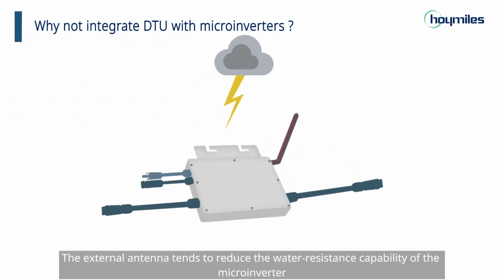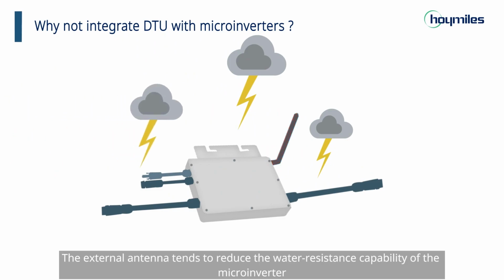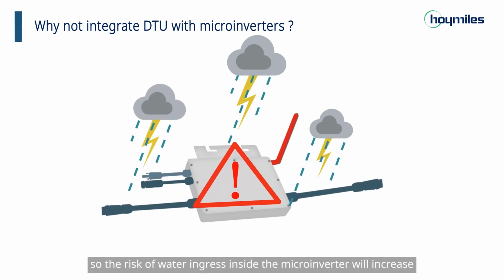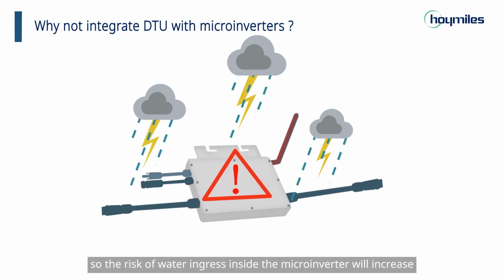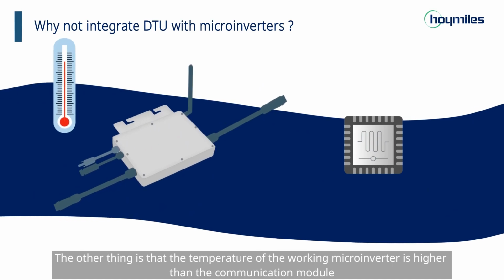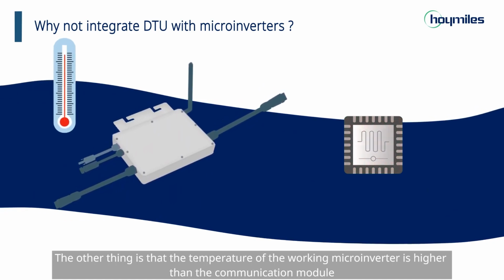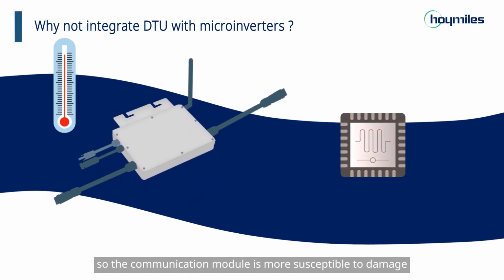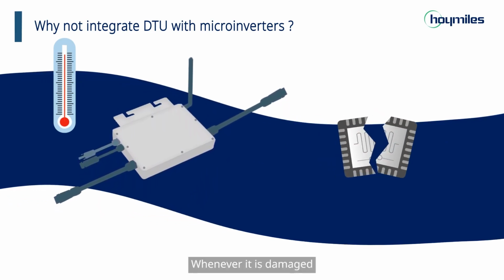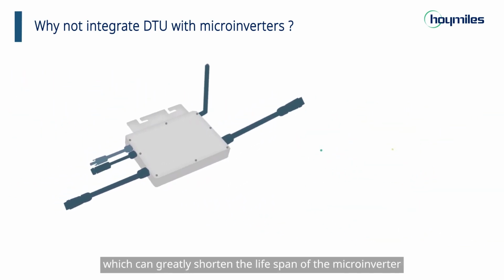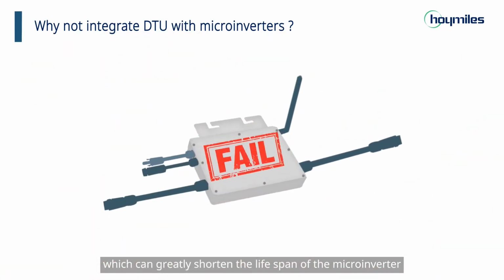The external antenna tends to reduce the water resistance capability of the microinverter, so the risk of water ingress inside the microinverter will increase. The other thing is that the temperature of the working microinverter is higher than the communication module, so the communication module is more susceptible to damage. Whenever it is damaged, the microinverter must be disassembled and repaired, which can greatly shorten the lifespan of the microinverter.